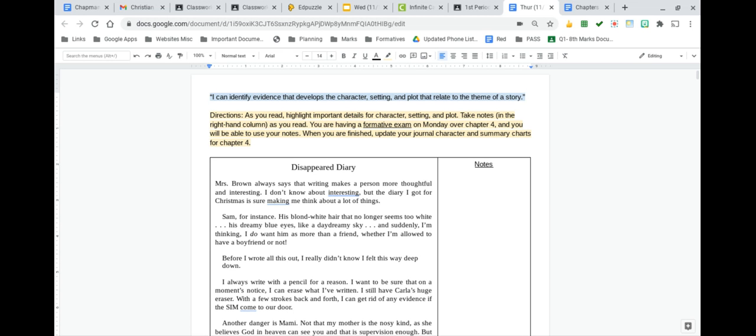When you are finished reading Chapter 4, then I also need you to open up your journal and complete the character and summary chart for Chapter 4. Okay, so if you met any new characters, be sure you add them to your character chart and write a quick summary for Chapter 4. Don't spend a lot of time on it. Just jot down what happened pretty quick so you can refer to it later.